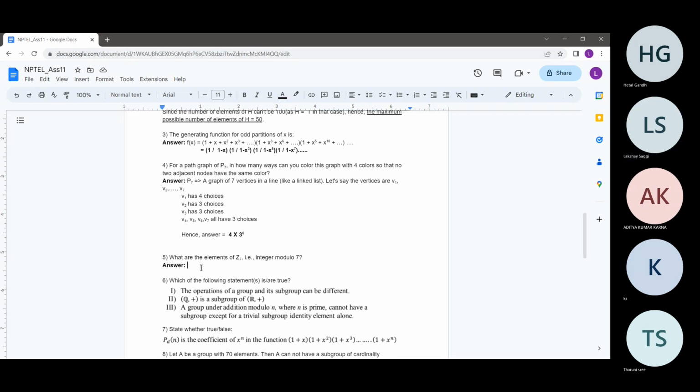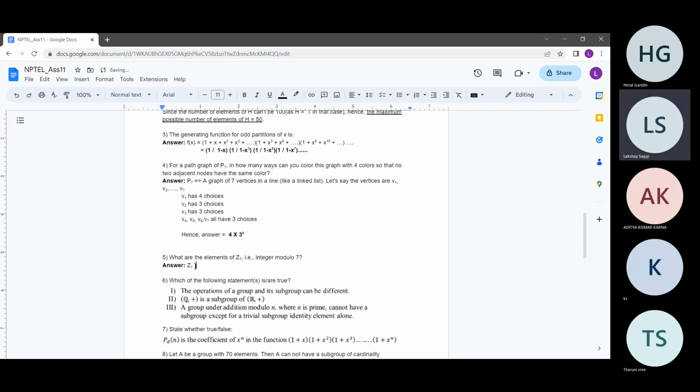Would anyone like to answer this in chat? What will be the elements of Z7? When you divide a number by 7, what are the possible remainders on division by 7? Maybe this is too trivial a question. I'll just write it directly.